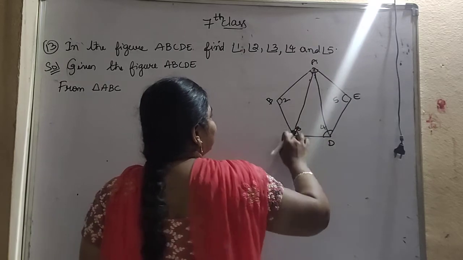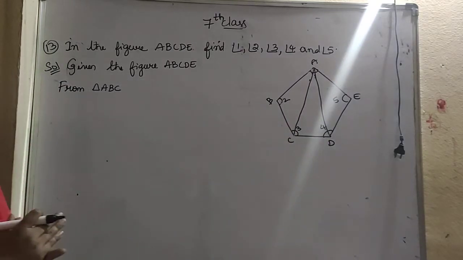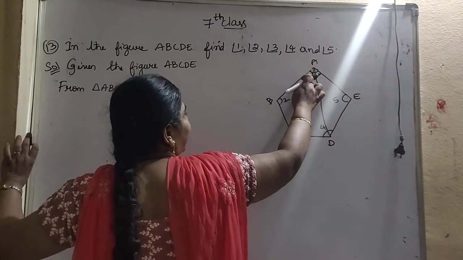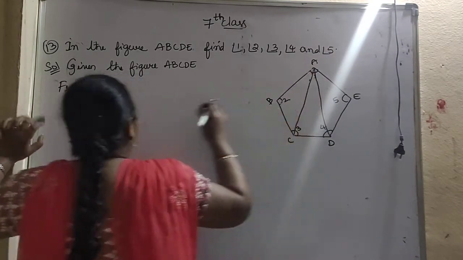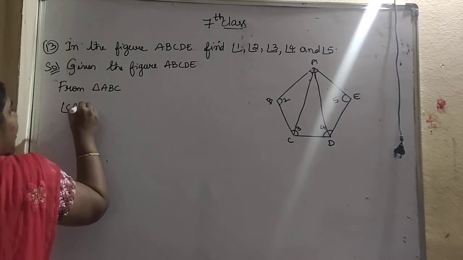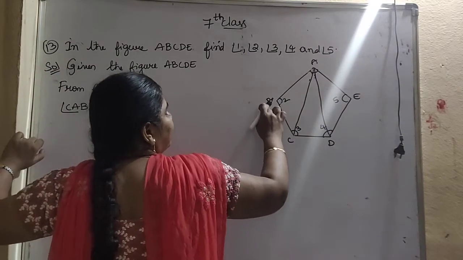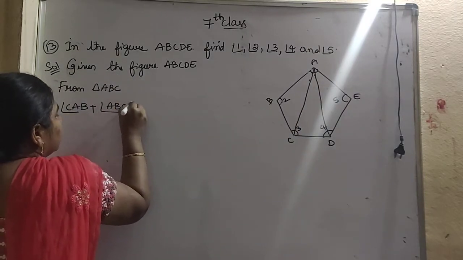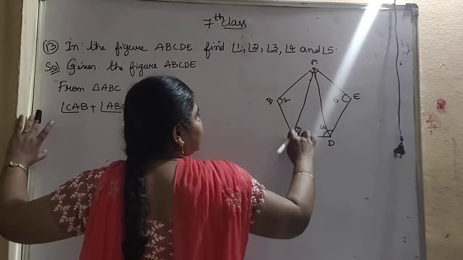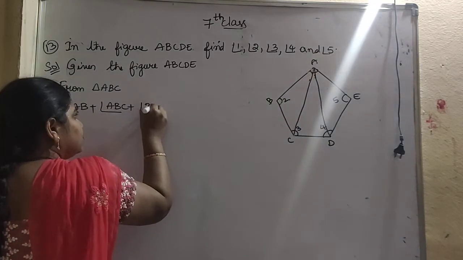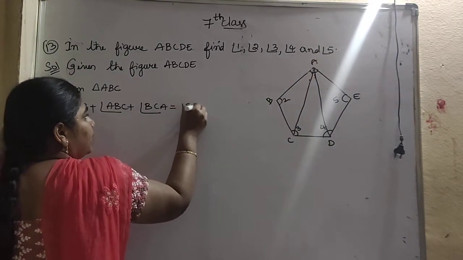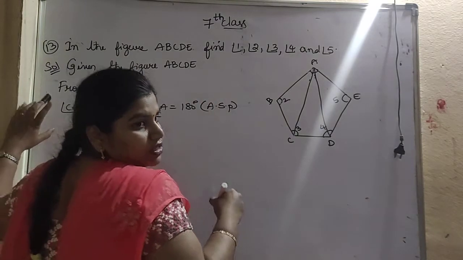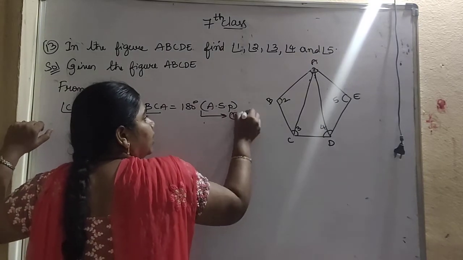So this angle has been divided into parts. So I am writing in the form of 3 alphabets. Angle A, how am I writing this? Angle A I am writing in the form of CAB plus angle B can be written as ABC plus angle C can be written as BCA. So the sum of 3 angles will be equal to 180, that is by using the angle sum property. So this is our first equation.